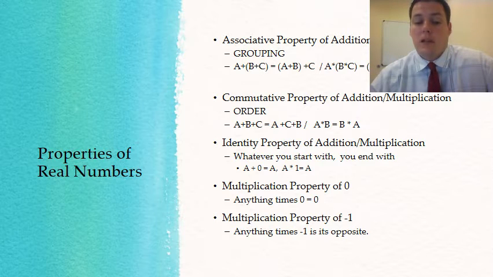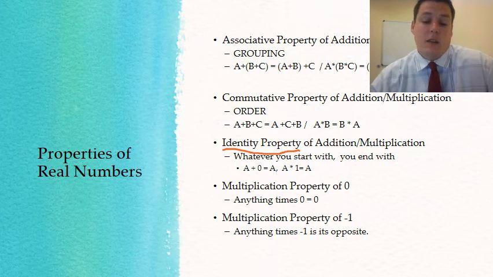The commutative property deals with order, commutative, order, all right, which means we can just switch the order as the example showed below. We have the identity property of addition and multiplication, all right, which says whatever you start with, you end with. So the identity property of addition would be anything you add to 0, you get itself. With multiplication, anything you multiply by 1, you get itself. Multiplication property of 0 states anything times 0 is 0. The multiplication property of -1 states that anything times -1 is its opposite.